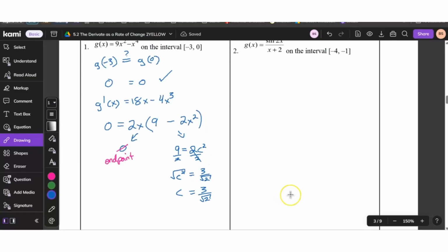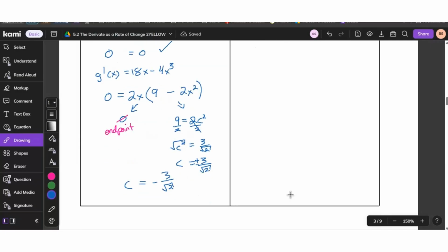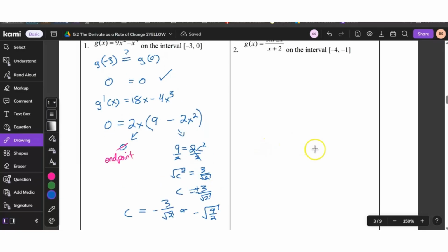And when we take the square root of something, what else do we have to remember? Square roots are always plus or minus, right? Does positive 3 over root 2 fit within our domain? No. So therefore we get c equals -3 over root 2, which is less than -3. Or if you prefer, you could write that as -√9 over 2, if you'd rather leave it that way. That would be what it is. Amazing. So basically, what did we learn? Just that Rolle's theorem told us, go ahead and look for one because there should be one. That's all it was. Okay, let's try the next one.